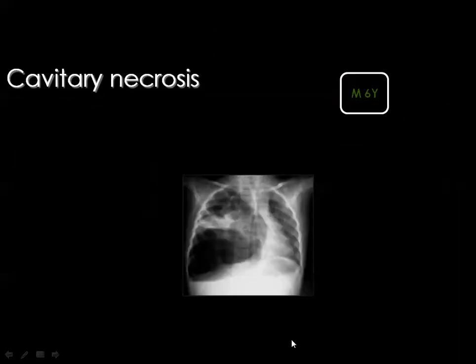And this is one of my cases I have seen in the pediatric hospital. I see the patient at that time, where the chest X-ray showed that there is marked expansion of the right lung with complete disorganization of the lung parenchyma and the shift of the heart and the mediastinum to the opposite side.